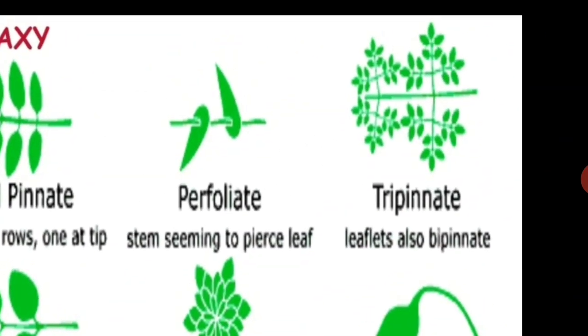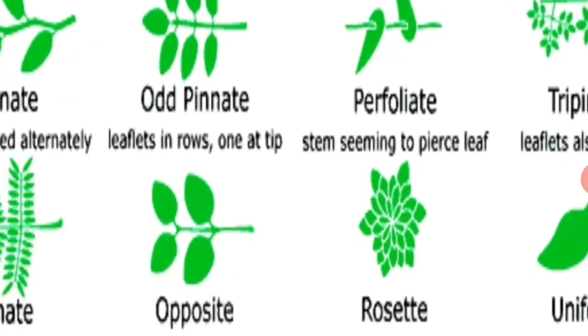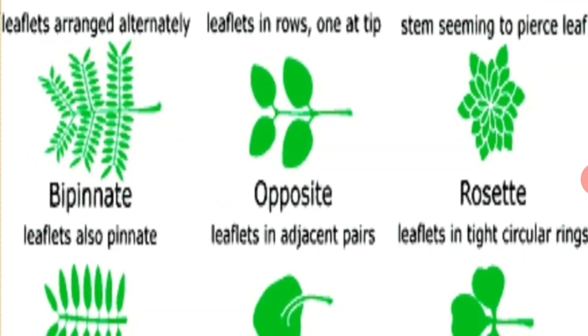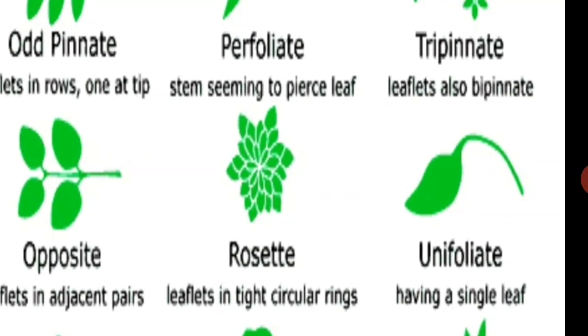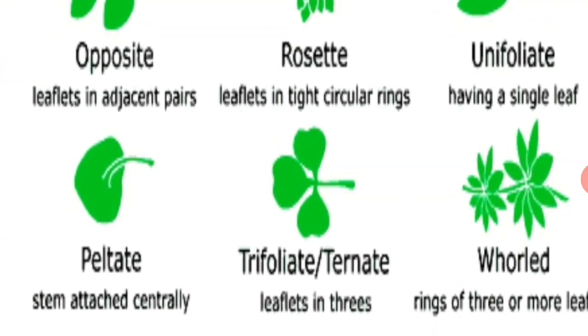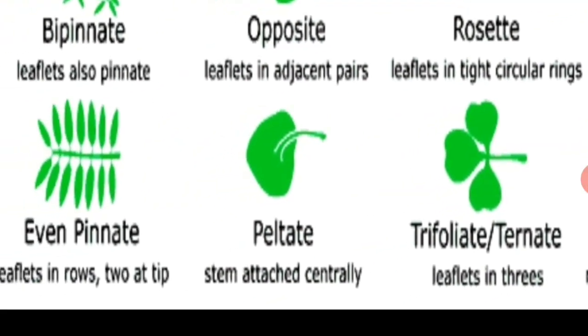Tripinnate, 3 leaves are joined here. Perfoliate, odd, opposite. Bipinnate, opposite type. Rosette type, unifoliate type, whorl type. Whorl type is mostly found in the Kaner plant. Trifoliate, 3 leaves are joined together, and peltate, 1 leaf is there.